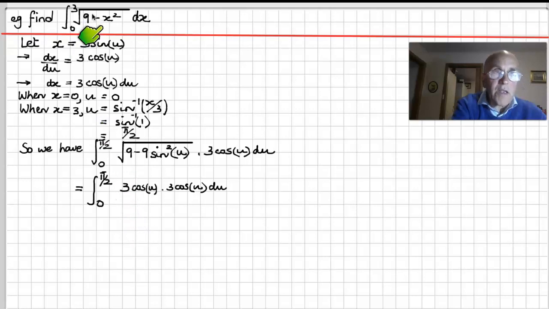So don't you reckon that's devilishly cunning? It definitely is devilishly cunning. So now we're left with this, okay? That's your square rooty thing becomes that, and there's your du, which becomes that. So what have we got?